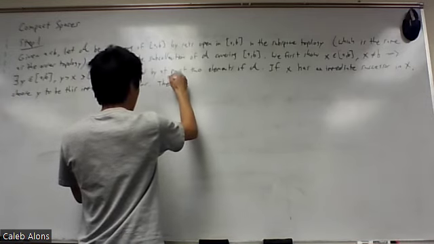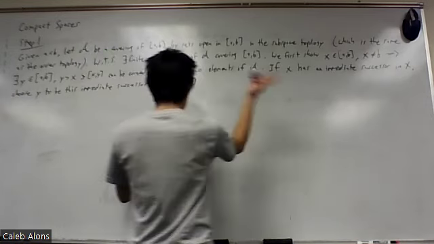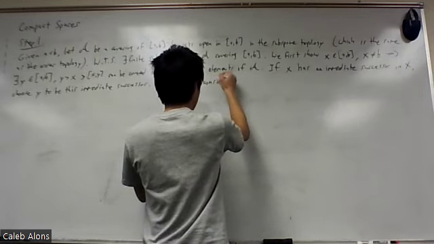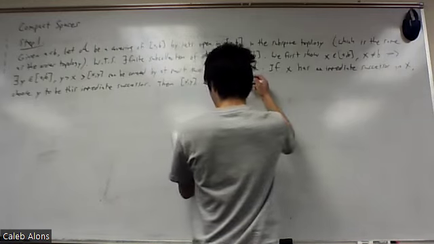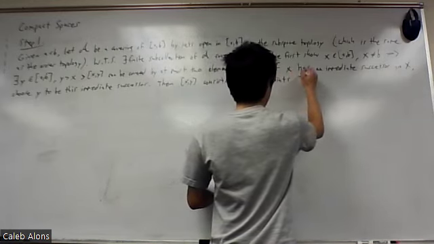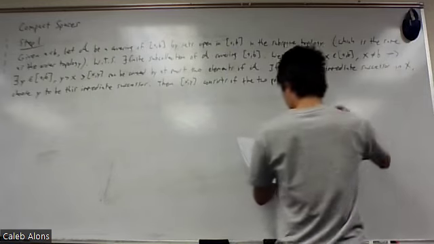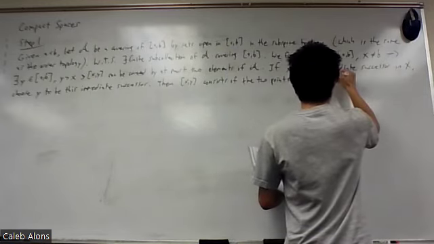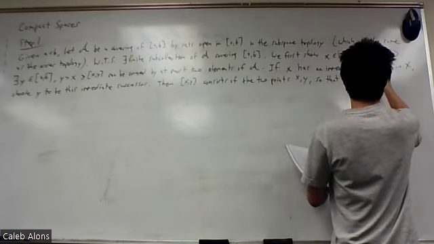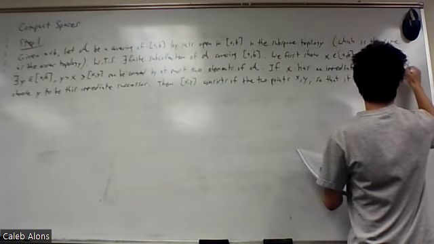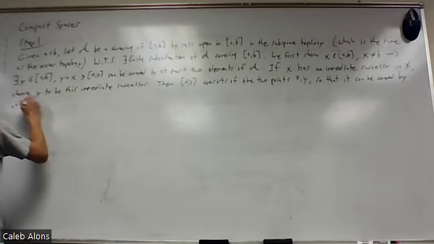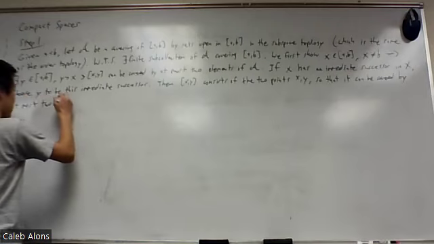So the interval xy then is just 2 points. That's what it means. It consists of the 2 points x and y, so that it can be covered by at most 2 elements.